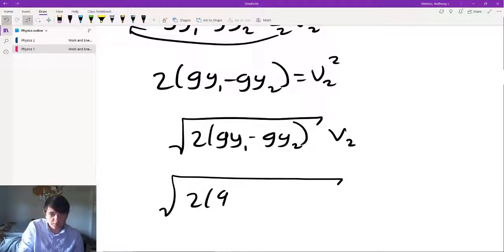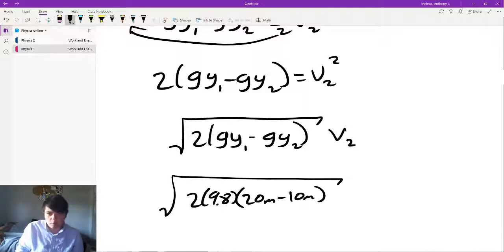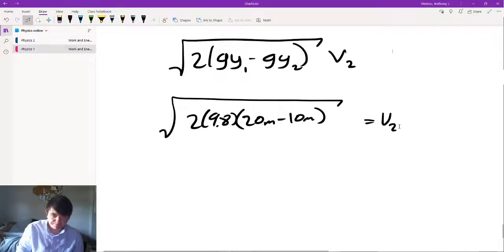Let me pull out the g. G's in both terms, I can do that. y1 was 20, y2 was 10. And that ended up being 14 meters per second.